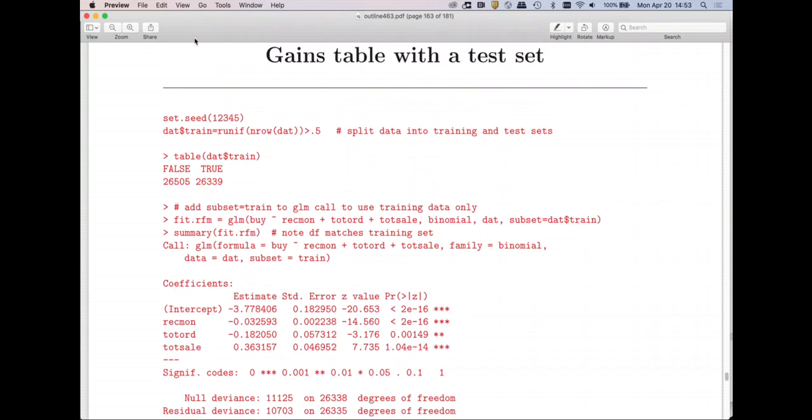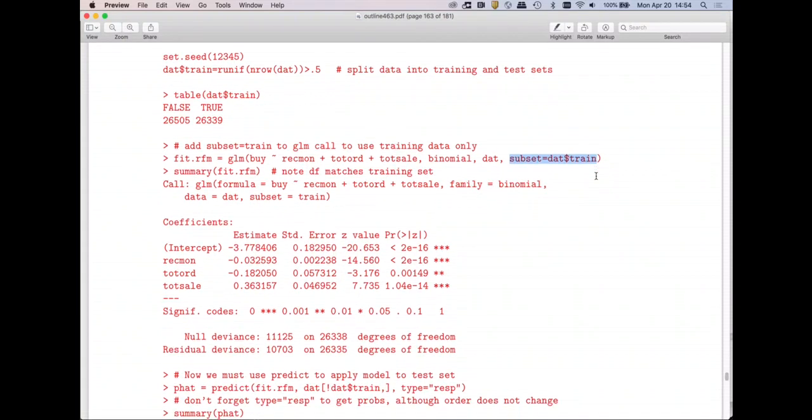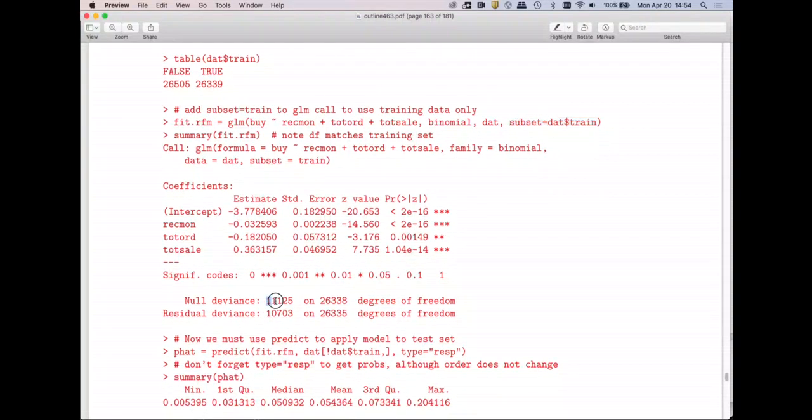Well, we do it exactly the way we did it before. Let's make a variable in our data set that randomly assigns cases to a training set or a test set. Then, as before, I'm going to give a subset command to say, when I fit the model, only use the training set. And so what you're going to see is instead of using 52,000 odd cases, now we're only using about 11,000 cases instead of the entire data set. Okay, so I think we've been successful in training our model using only the training set.